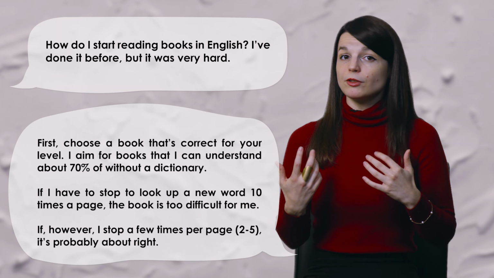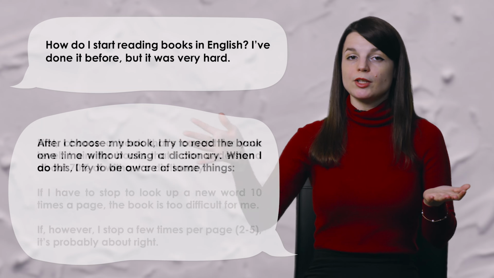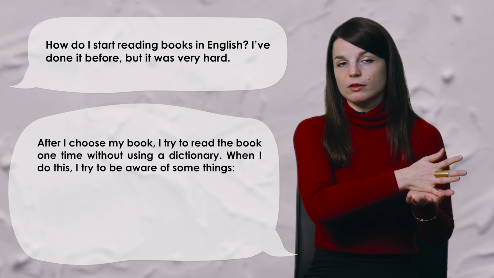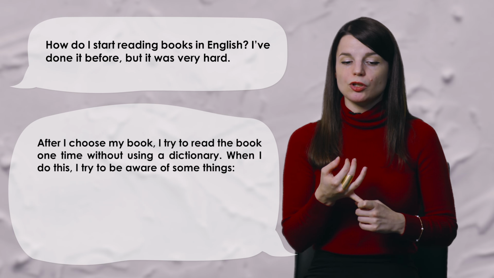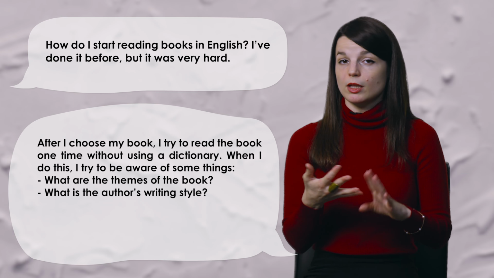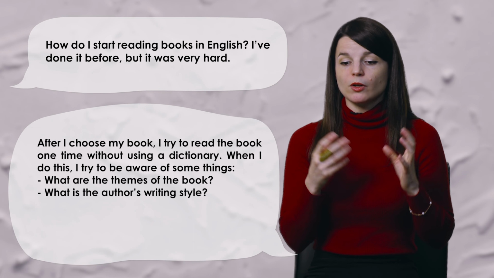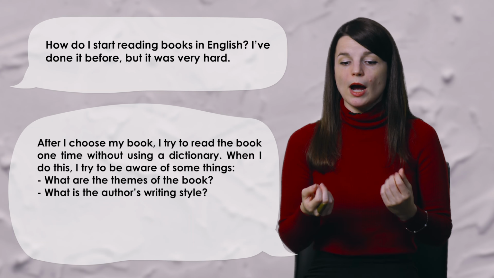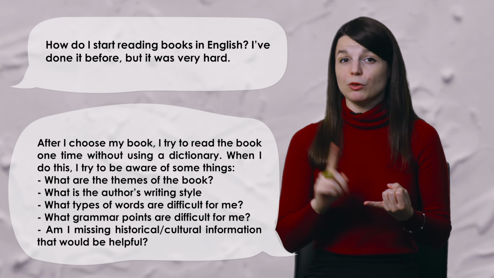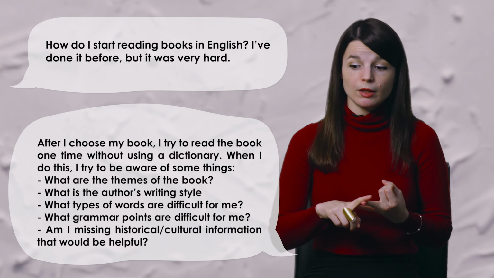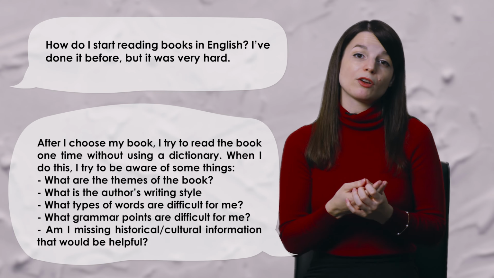After I choose a book that I think is pretty good for my level, I first just try to read through the book without using a dictionary. I do this for a couple reasons. One, I'm trying to find the themes of the book. What are the keywords? What are the themes? What's the way that the author writes? So I'm looking for those things. Two, I'm looking for the things that are difficult for me to understand. Am I having a hard time with grammar? Am I having a hard time with vocabulary? Am I missing some history or cultural points? So what is difficult for me?